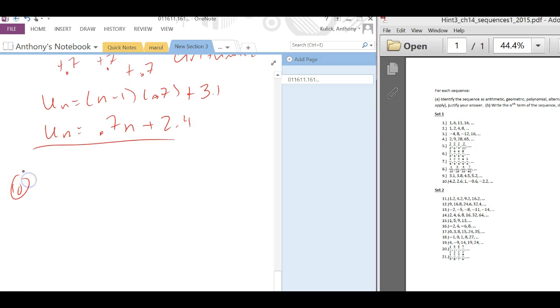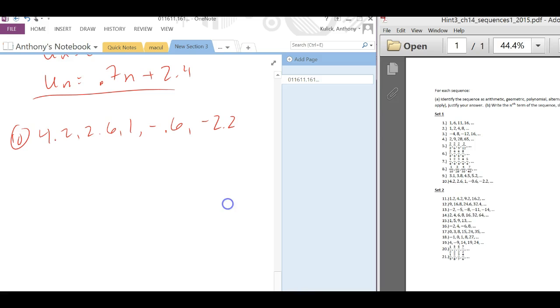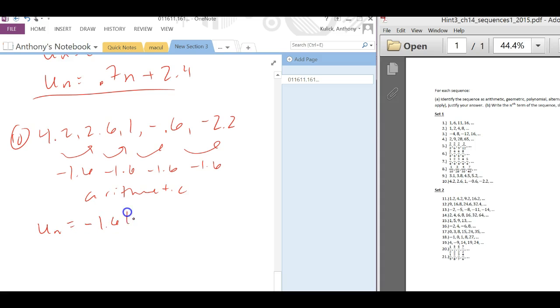And for the next one, we have 4.2, 2.6, 1, negative 0.6, negative 2.2. So if I look at this, it looks like we're subtracting 1.6, and that's happening every time, isn't it? Well, that's convenient. So this is also arithmetic. So u sub n equals negative 1.6 times n minus 1, plus 4.2. And we'll simplify that down.